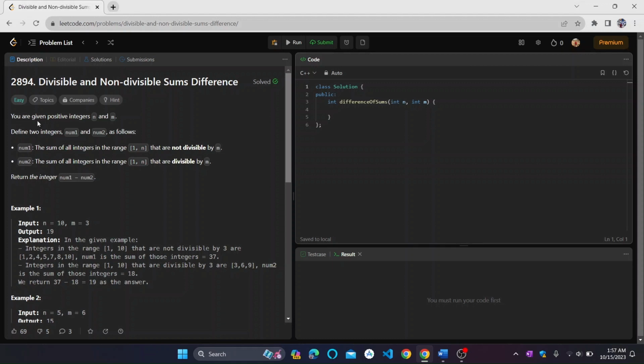So what the problem says: you are given positive integers n and m. Define two integers, num1 and num2, as follows. Num1 is the sum of all integers in the range 1 to n that are not divisible by m. And num2 is the sum of all integers in the range 1 to n that are divisible by m. So we have to return the integer num1 minus num2.